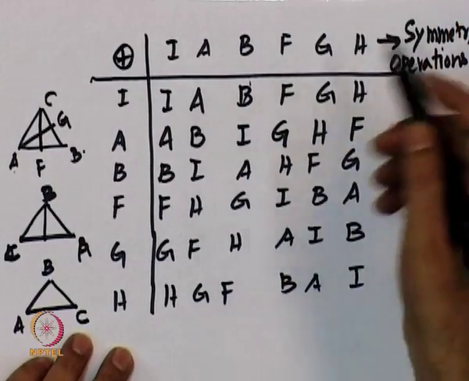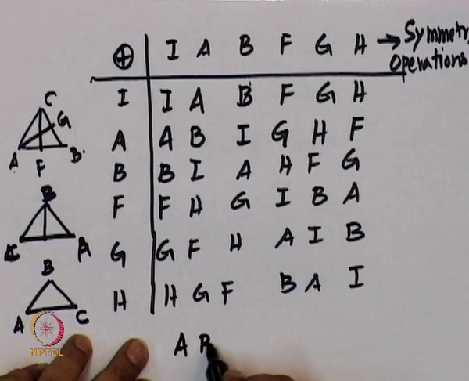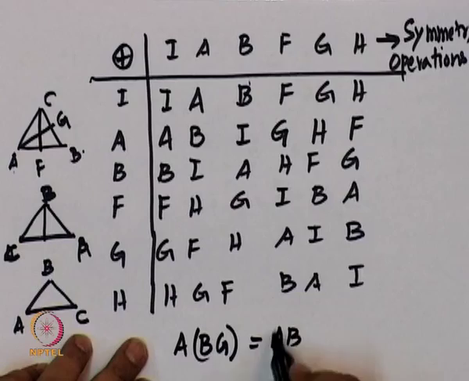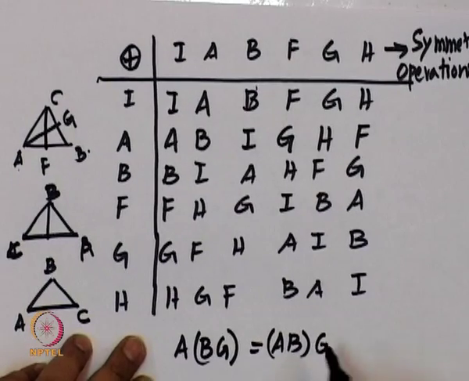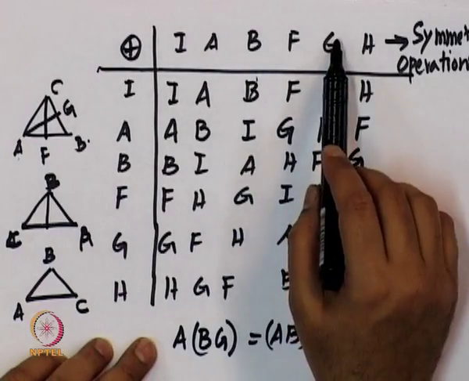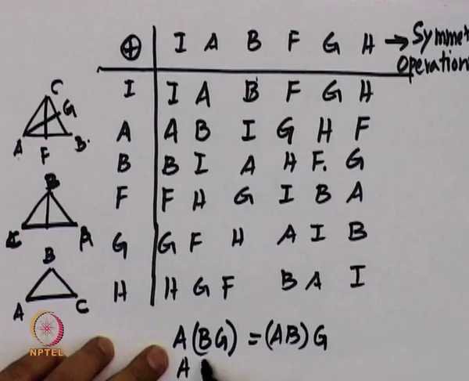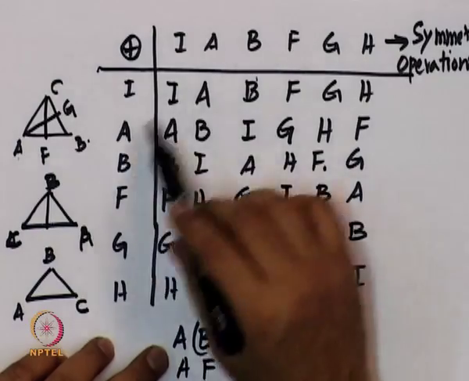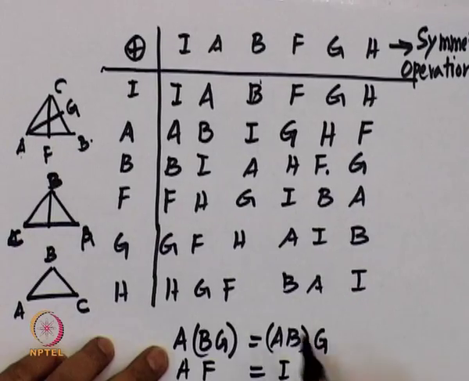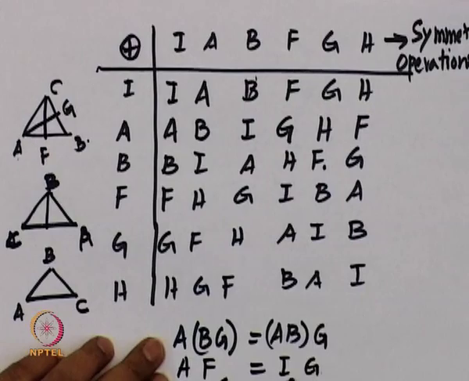Okay. For example, if I want to see associativity, let me say (A B) G, is it equal to A (B G), right. That is what I want to check. B with G is going to give me F, right. So, that is going to become A F. A B is going to give me I, and I times G is going to be G, and A F is going to give me G.